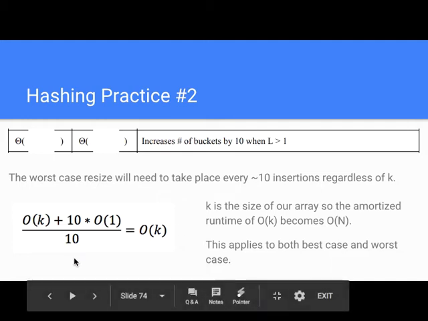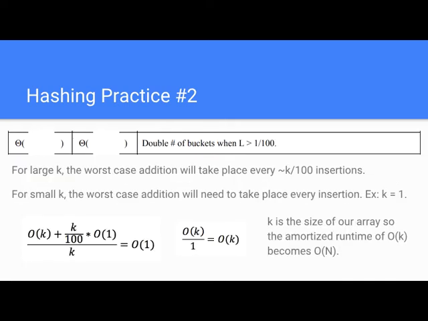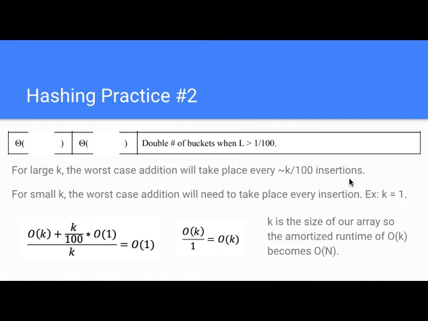Because this is the worst case, every 10 insertions we resize the size of our array. In the previous case, the worst case addition will take place every k over 100 insertions, right? So in this case over here, the worst case will take place every k over 100 insertions because that's when we double the size of our array.